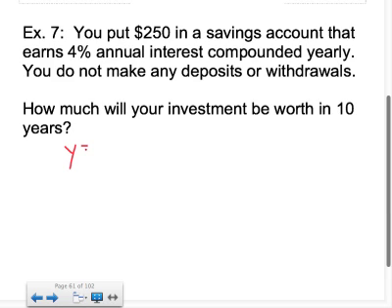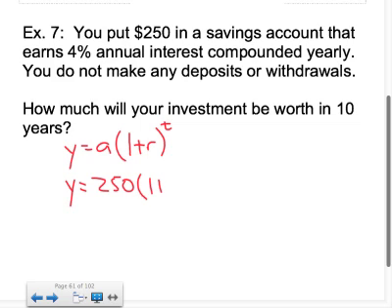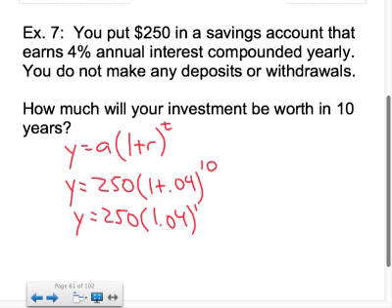So we know this. We know y equals a times 1 plus r to the t. Okay, so I know y equals initial amount was $250. 1 plus the rate is 4%. 4% is 0.04. And then t, it's compounded yearly. All right, and we're putting in for 10 years, so t is 10. So y equals 250 times 1.04 to the 10th power.